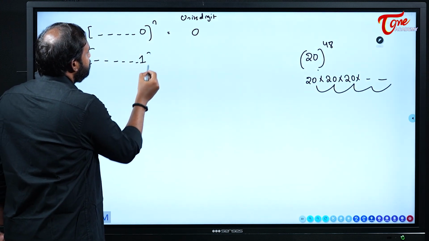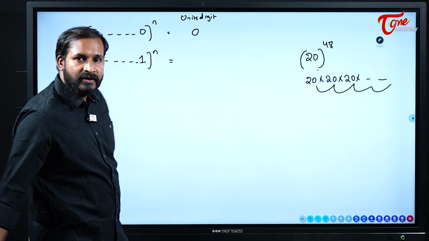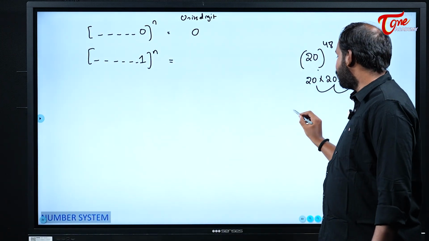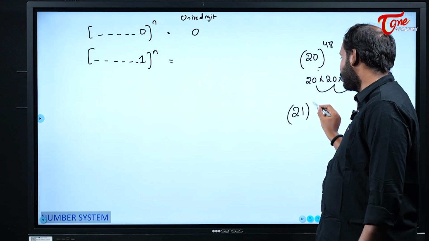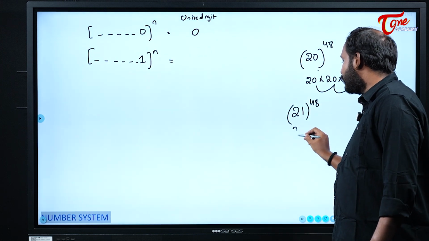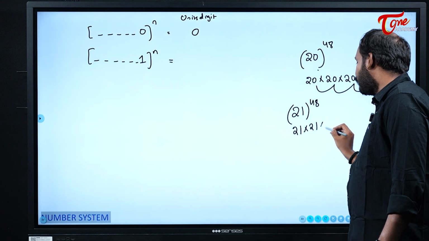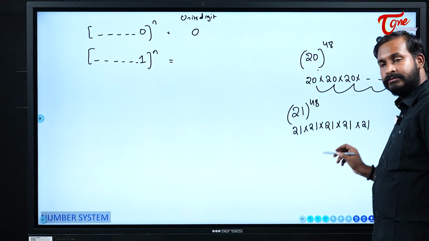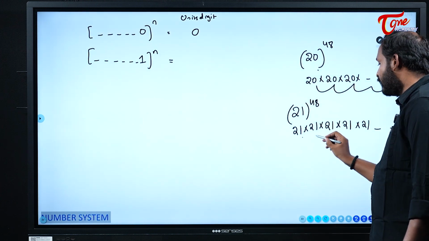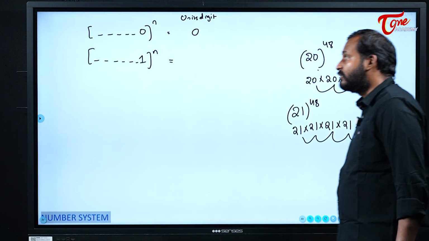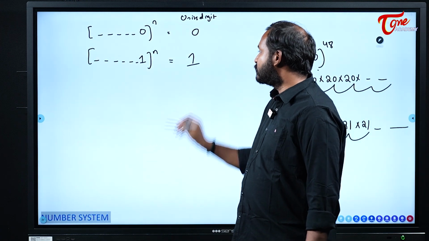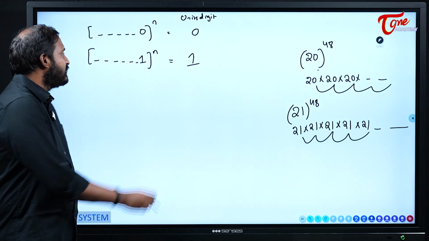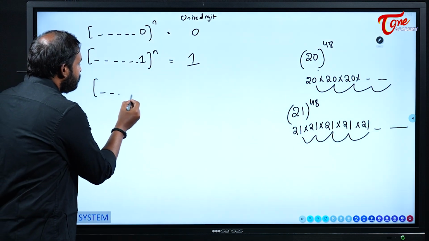Any number which ends with 1, irrespective of its length, is the same. For example, if I have 21 to the power of 48, I need to multiply 21 for 48 times. So 1 times 1 is 1, 1 times 1 is 1. Like this, any number which ends with 1, irrespective of its power, you will always get the units digit as 1.